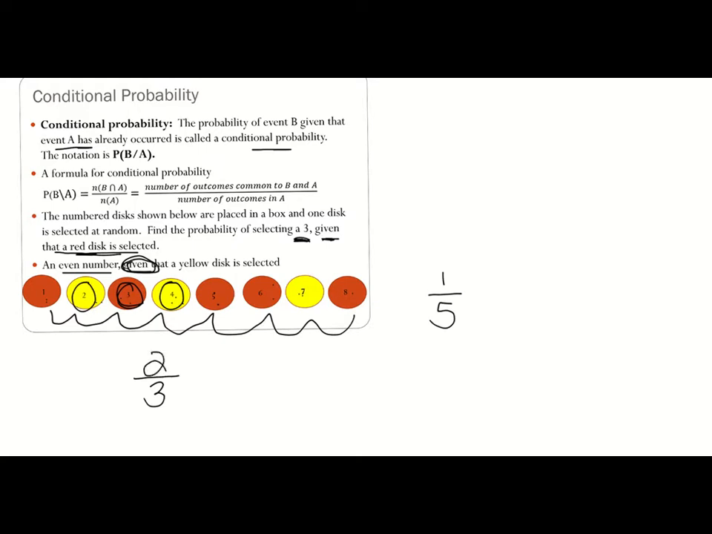Again, the key word with conditional probability is given. Look for that word given, and then whatever's given is your denominator. It's what you're looking from to get the first part.